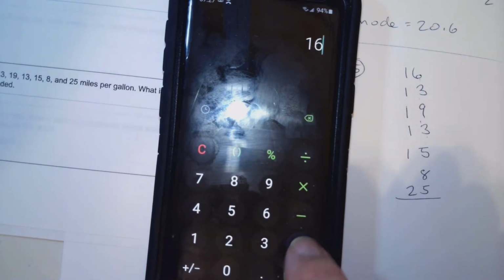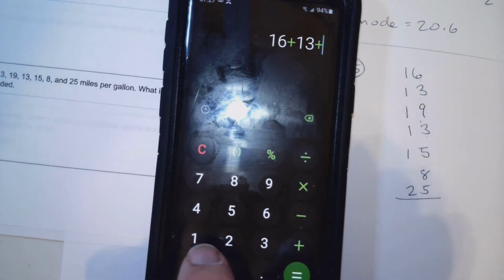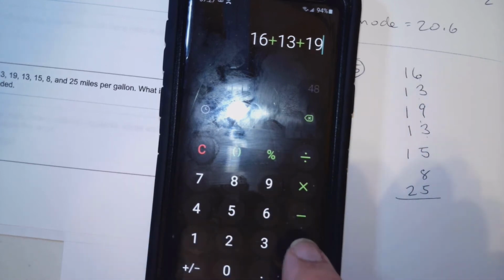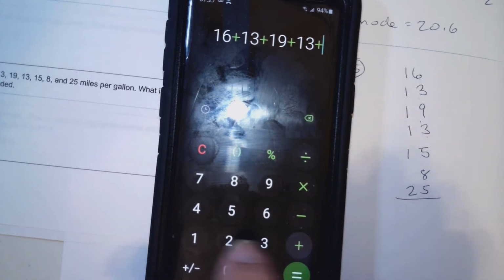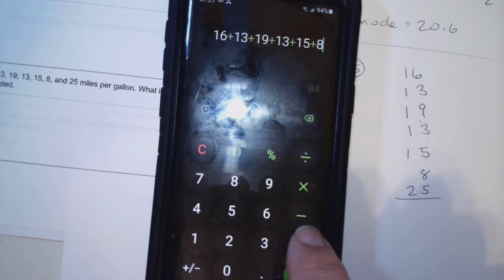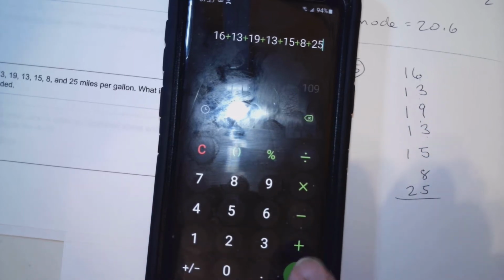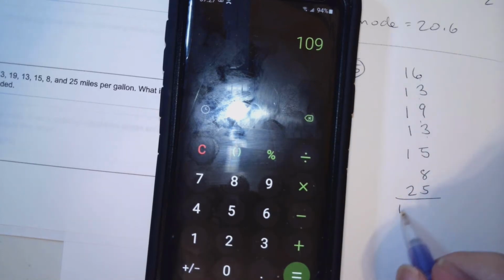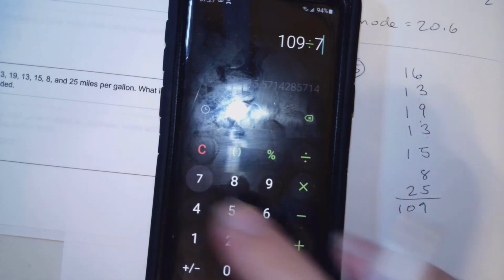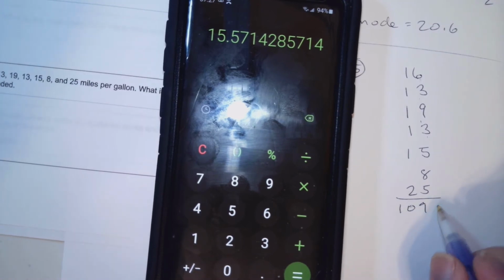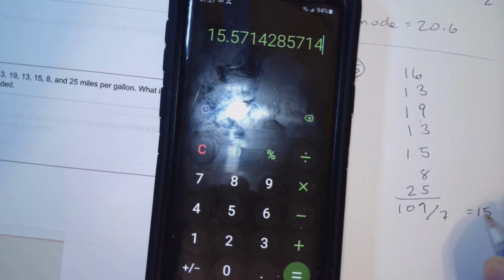So we have 16 plus 13 plus 19 plus 13 plus 15 plus 8 plus 25. That equals 109 divided by 7. We get 15.5714. So round it up to whole numbers. That's a 5, so it becomes 16.